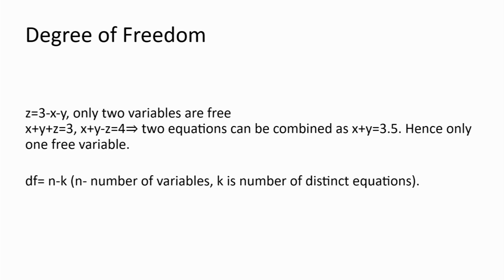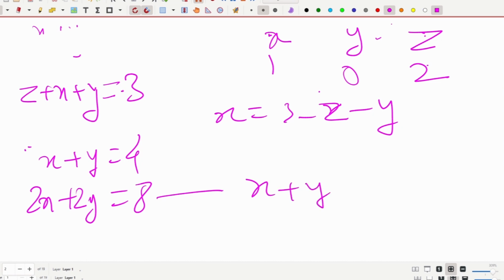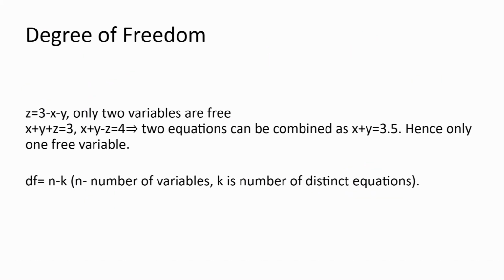What does it mean, distinct equation? If I write x plus y is equal to 4 and 2x plus 2y is equal to 8, you might say these are 2 equations. No, there is only one equation, because this is ultimately x plus y is equal to 4. So the number of distinct equations, not different but distinct. So, df is equal to n minus k.